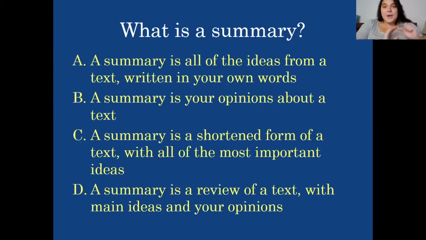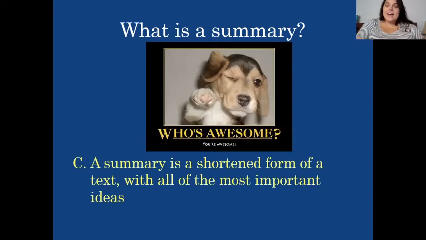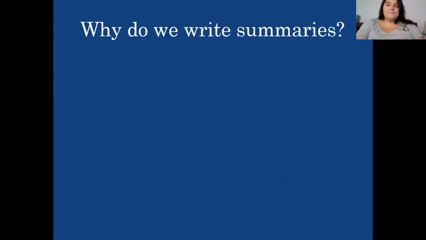All right, so the correct answer is C. A summary is a shortened form of a text with all the most important ideas. So if you chose C, you got it right. If not, that's okay, because we're learning together. And we're going to figure out why this is the answer, okay?